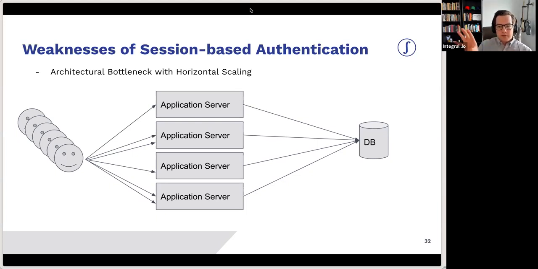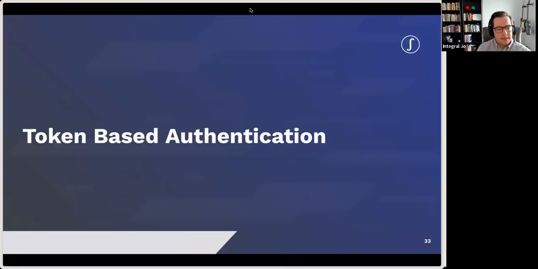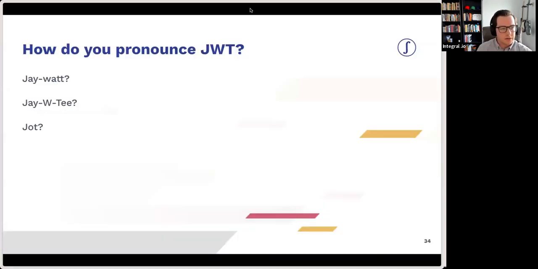But all of those servers, in order to tell if somebody is authenticated or if they're authorized to do a certain action, have to ask the database. And so this ends up causing a bottleneck between all of the application servers and the database. And if you're doing this in a microservices environment, this problem gets even worse, right? And that's why token-based authentication is arguably more popular today. And so let's go over how that works.